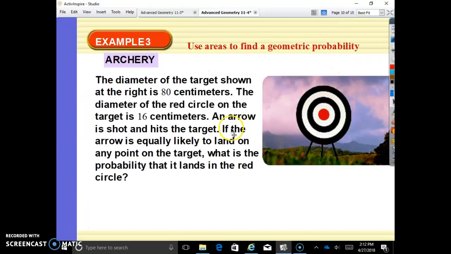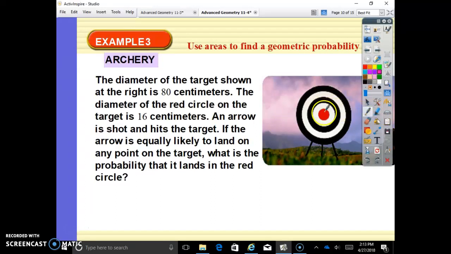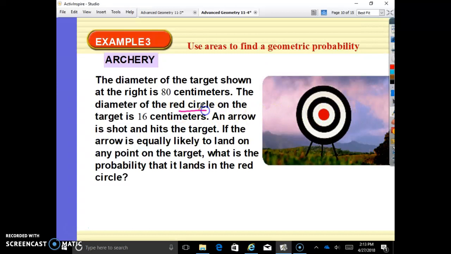The diameter of the target shown at the right is 80 centimeters. The diameter of the red circle on the target is 16 centimeters. An arrow is shot and hits the target. If the arrow is equally likely to land on any point on the target, what is the probability that it lands in the red circle? So it said that the red circle has a diameter of 16. It says that the diameter of the entire target is 80.